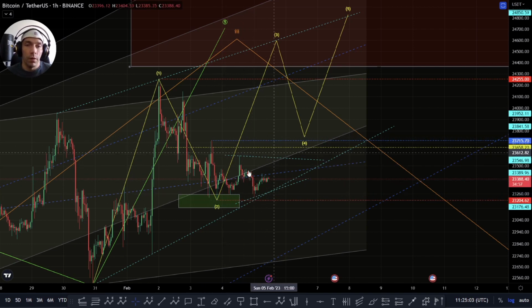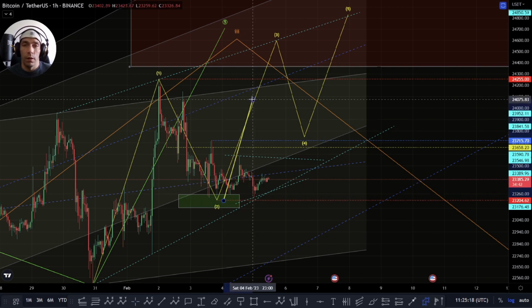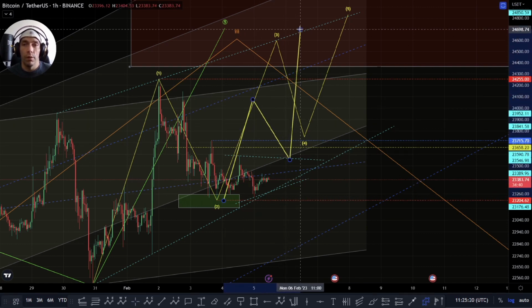But we just have to be careful because I don't really like this structure as an impulse. It could also just be an A, B, C, and then we look to break down. So we'd want to take out these high points and then start to get some better structure if we are looking at this. So this should play out, if it is a diagonal, in basically a 3-wave structure for this wave 3.